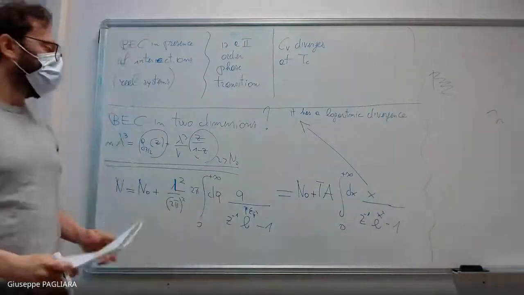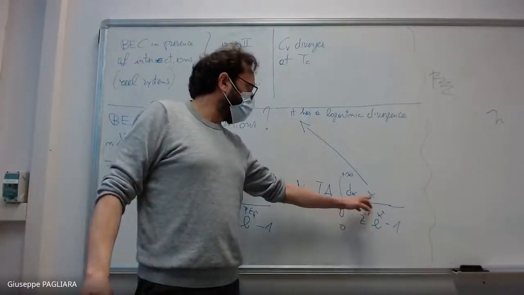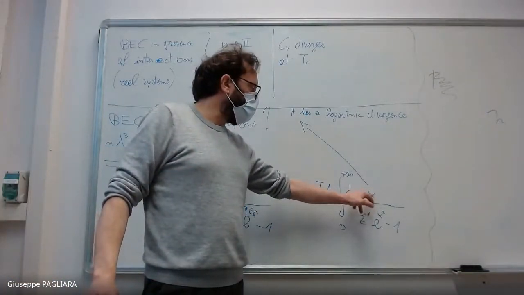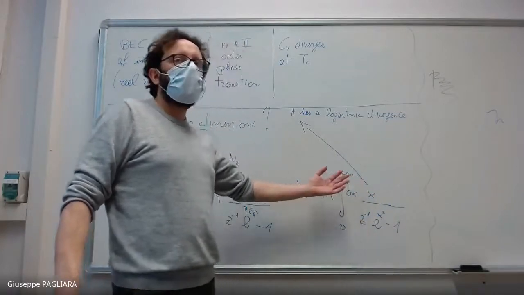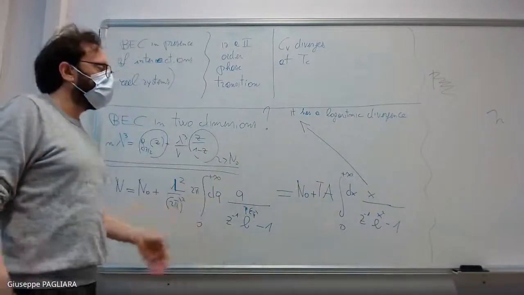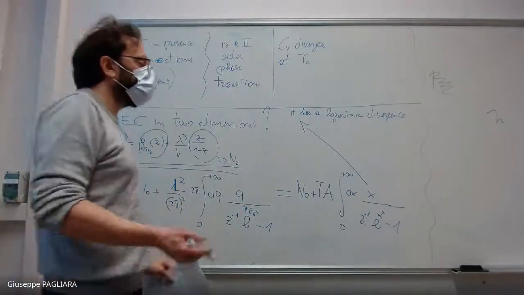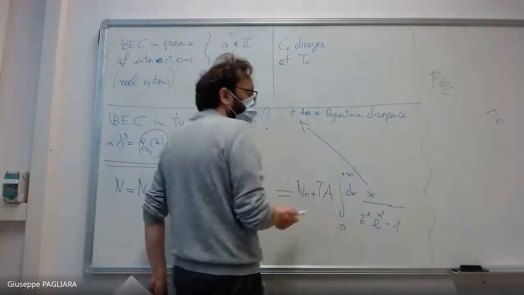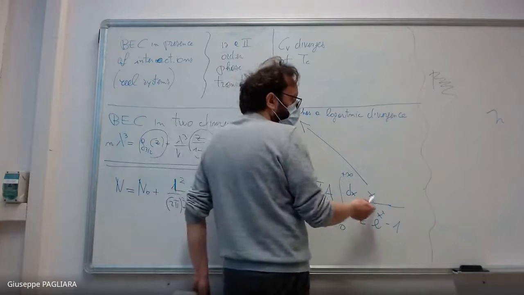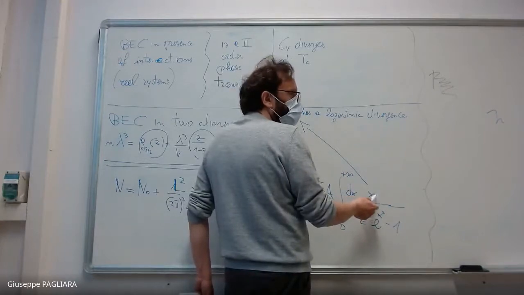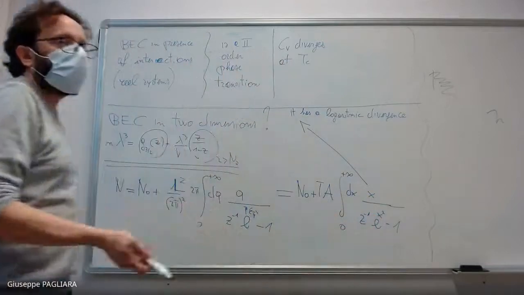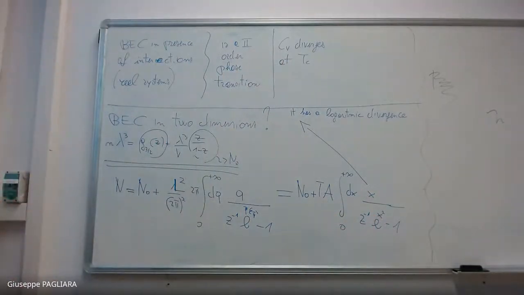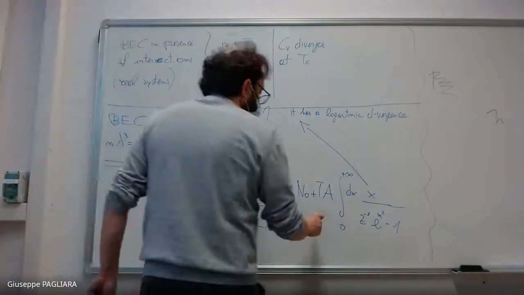Because for small x, as I said before, this will behave as one over x. When I integrate, I have a log. So there is a logarithmic divergence that was not present in the case of three dimensions, because in three dimensions here I would have x to the power of 2, and therefore this function is finite. So x is small x.